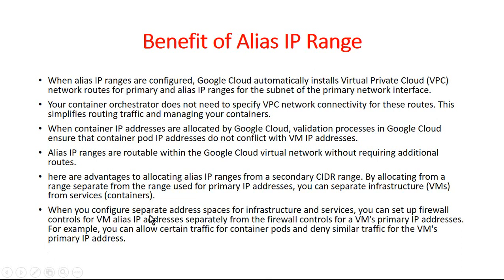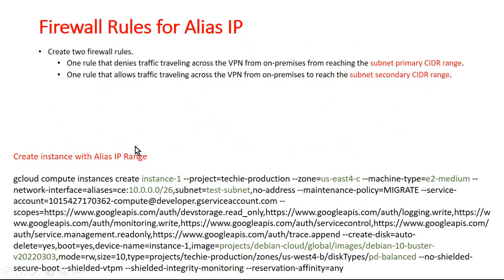Okay, when you configure separate address space for infrastructure and services, you can set up firewall controls for VM alias IP addresses separately from the firewall controls of VM primary IP addresses. For example, you can allow certain traffic for container pods and deny similar traffic for the VMs, which we have applied here from the firewall rule.